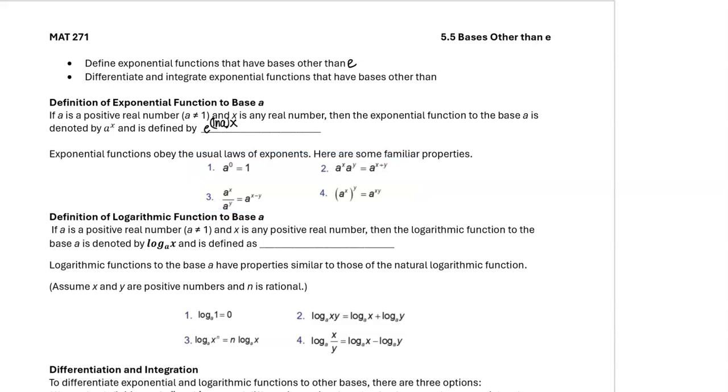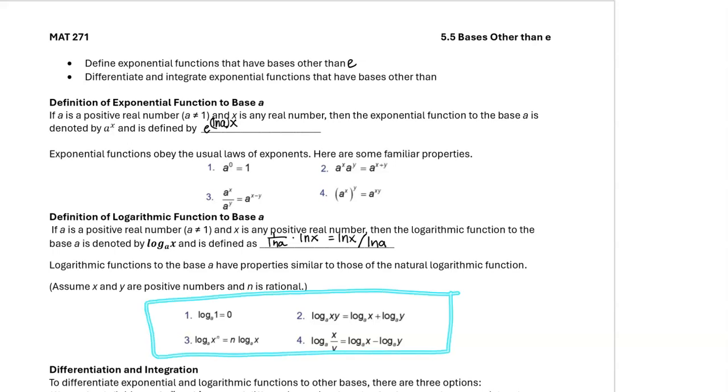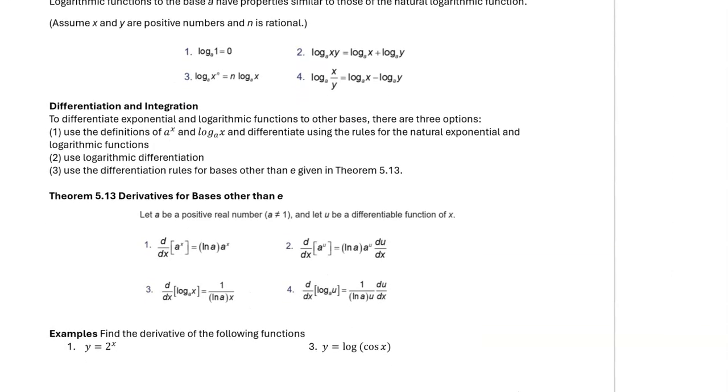And we move on to define a logarithmic function with a base of a. That base is not allowed to be equal to 1. And we define log base a of x as 1 over natural log of a multiplied by natural log of x. So in other words, it's the same thing as natural log of x divided by natural log of a. Similarly, with exponentials, we are followed by properties of logarithms, the same properties that we know from pre-calculus.